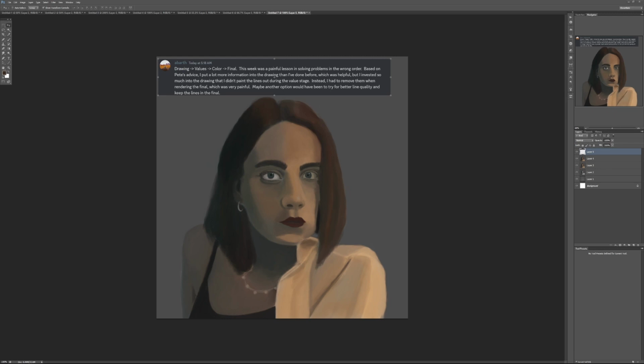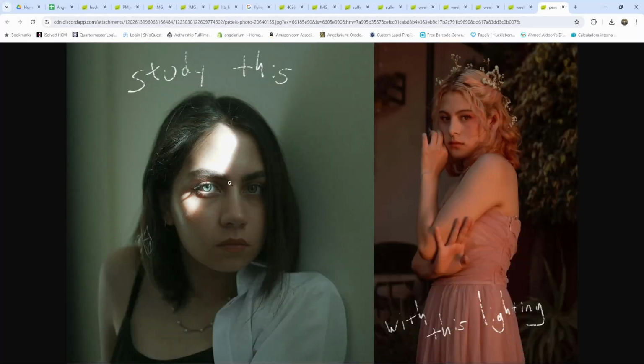So this week, I have discovered an innovative new technique for boiling the human brain. This was a challenge where I was asking people to take the lighting from one photo, and then apply it to the structure of another. So you needed to make a study out of this portrait here using the lighting from this portrait.